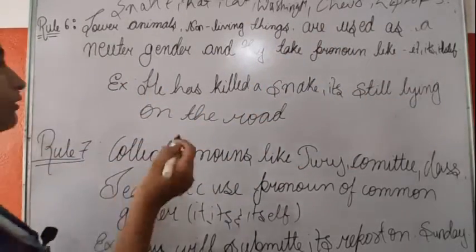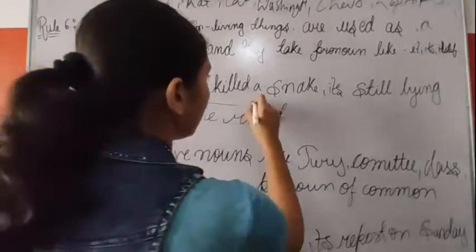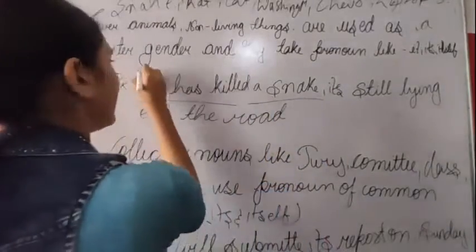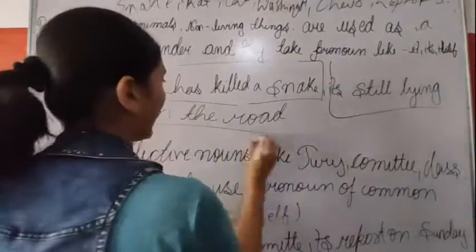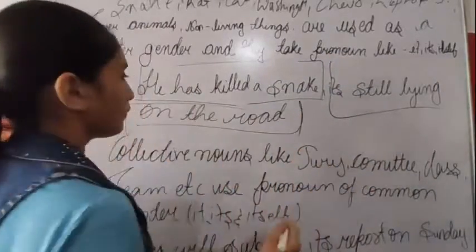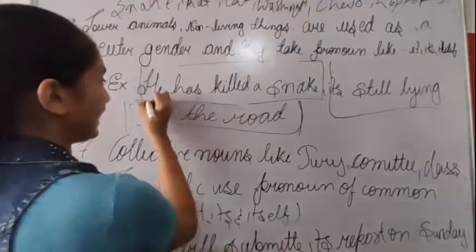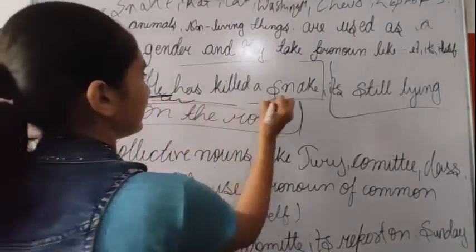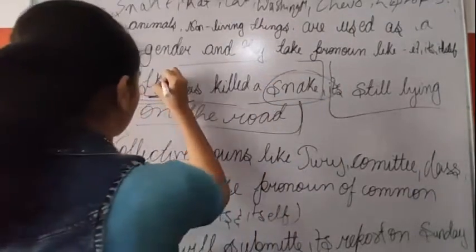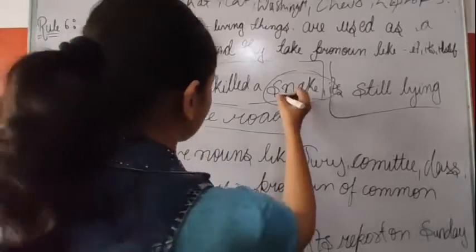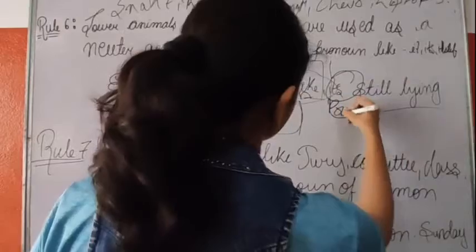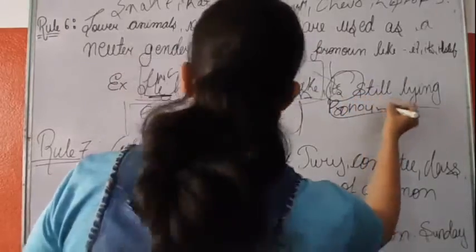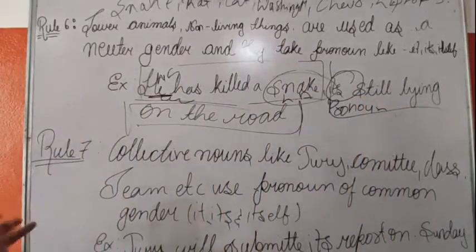For example, he has killed a snake. It's still lying on the road. He has killed a snake. He is a masculine gender, and snake is a lower animal, and its is what? Pronoun. So I think it would be clear to you all.